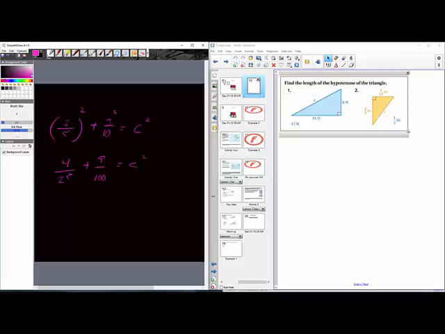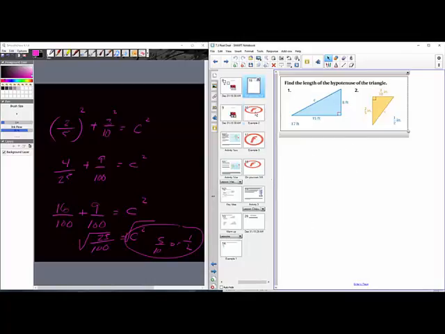Well, I want to add these up, so I need a common denominator. So this will become 16 hundredths plus 9 hundredths equals c squared. And then when I do this, I'm going to have 25 over 100 equals c squared. So I do the square root of both these things here. So I have 5 over 10, or 1/2. So even though it's fractions and it looks like it'll be trickier, it's the same thing over and over again.